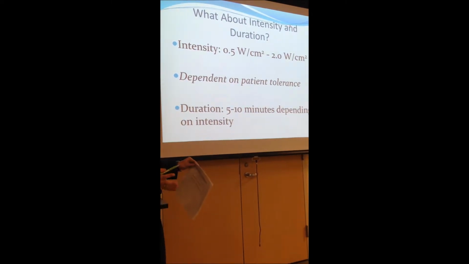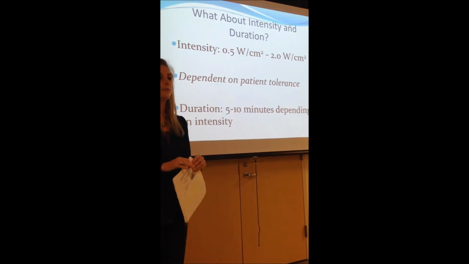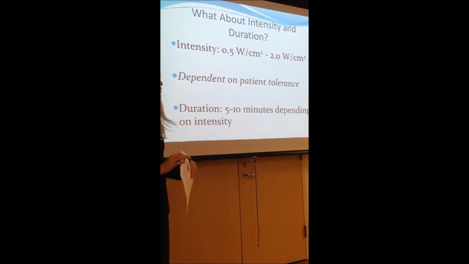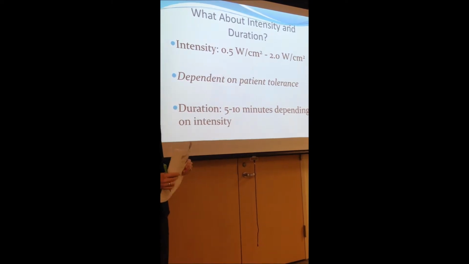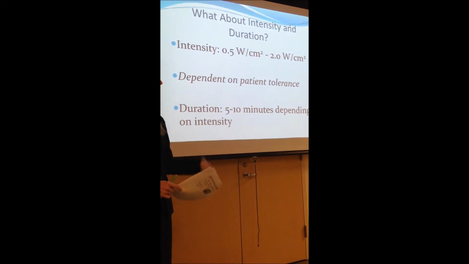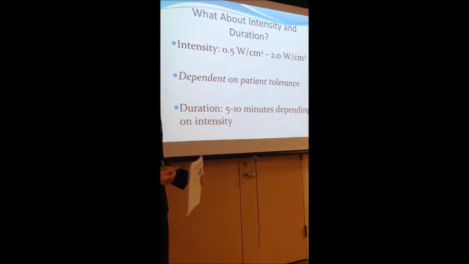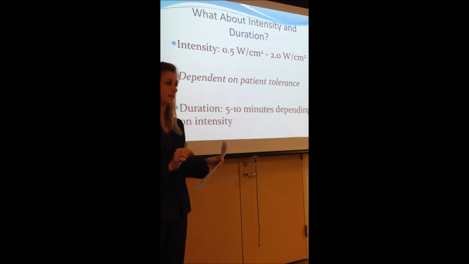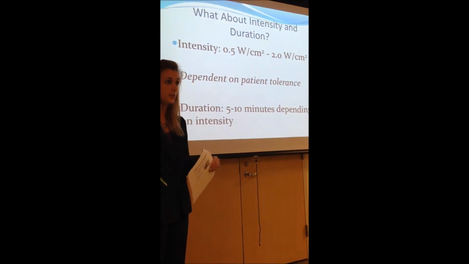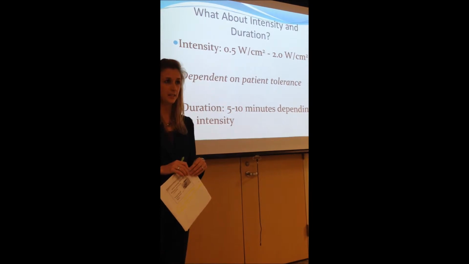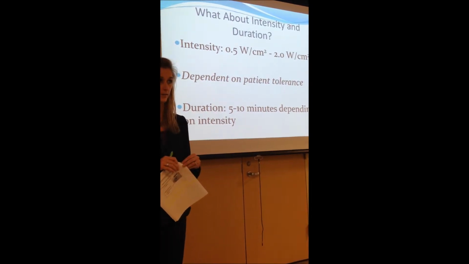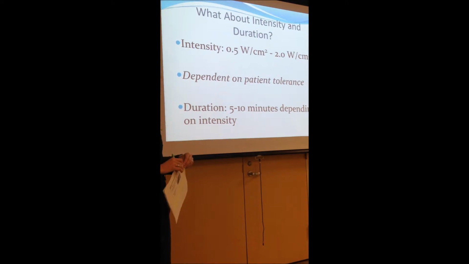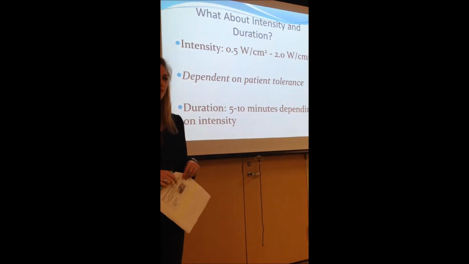So, intensity and duration. Intensity is mostly based on patient tolerance. There's not a real right or wrong, but 0.5 watts per centimeter squared to 2 is the general range we want to be in. As PTAs, if the PT put down 2 and your patient is grimacing, in pain, or jumping, it's okay to turn it down to a lower intensity and see how they do. But we need to make sure we report that back to the PT so that they can modify their plan of care. Duration is 5 to 10 minutes, standard.